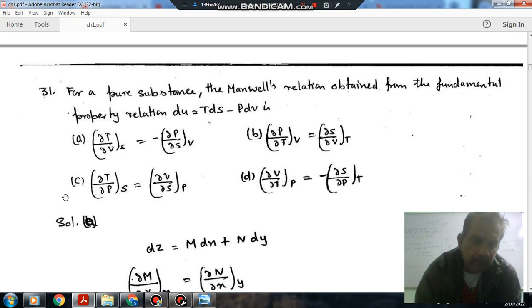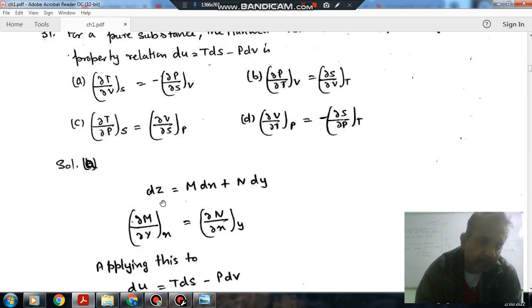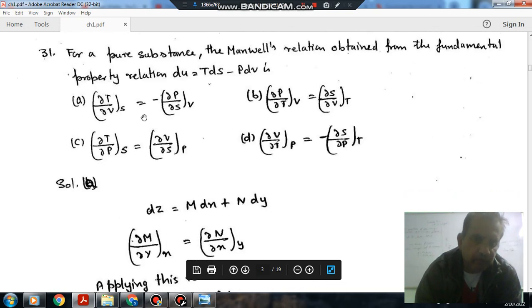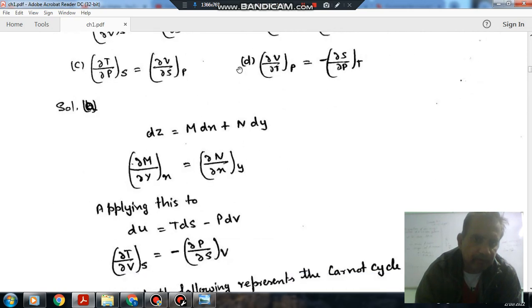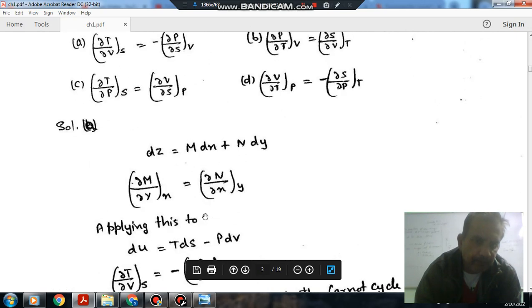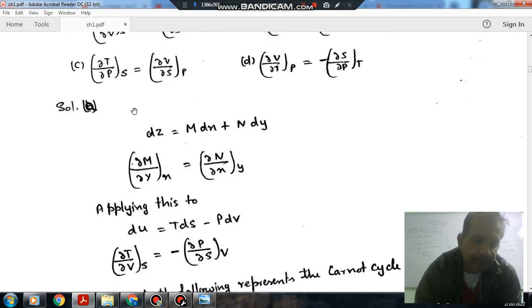Now we know that if dz is equal to M dx plus N dy, then for z to be a property, this condition should be satisfied: (∂M/∂y) equals (∂N/∂x), where x is constant in one and y is constant in the other. So applying it to this equation, as U is a property of the system, we get (∂T/∂V) at constant S and (∂P/∂S) at constant V, with a negative sign here. So the answer is option A.